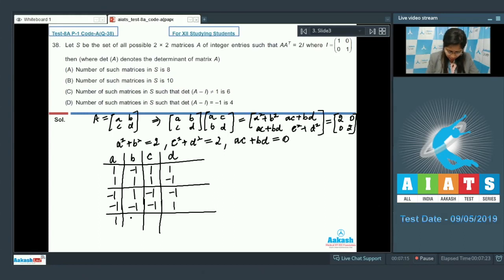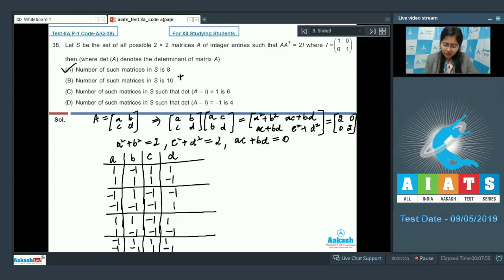Next we have 1, 1, minus 1, 1, 1, minus 1, minus 1, minus 1. Further we will have minus 1, 1, 1, 1, minus 1, minus 1, 1, minus 1. These are the only possible entries. So we can say that the number of such matrices in S will be 8. So option A is correct and option B is incorrect.